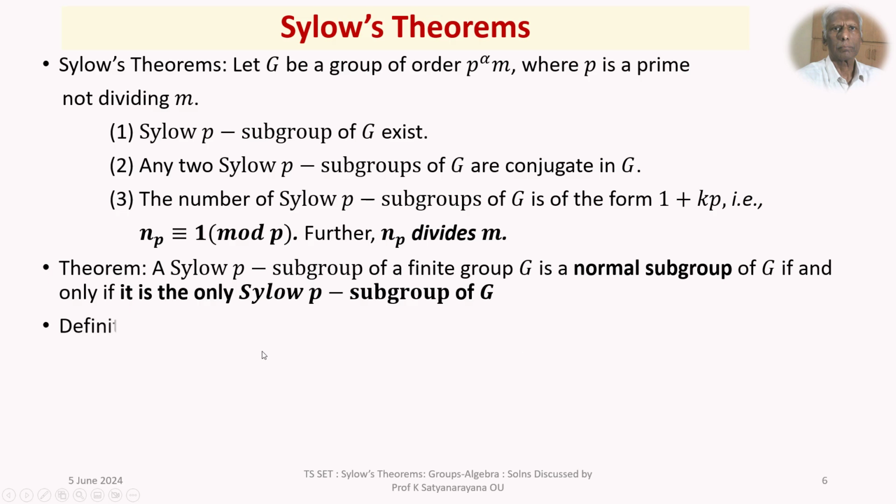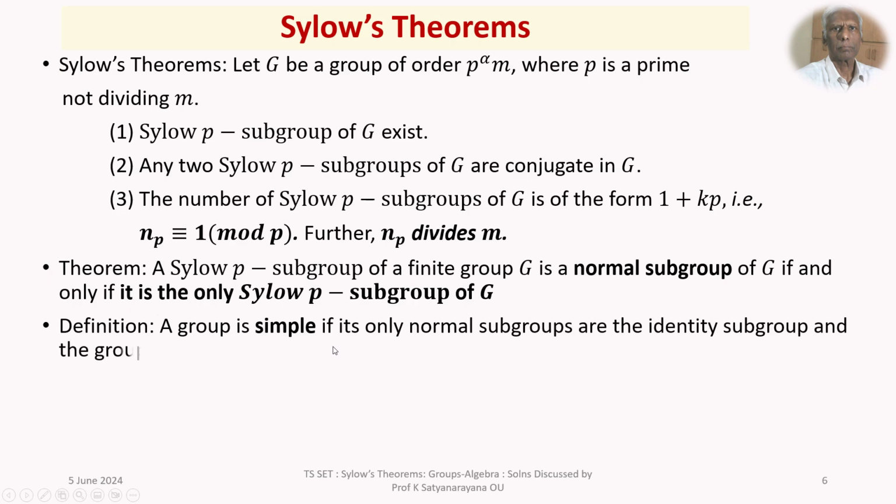Right. Now, here comes the definition of a simple group. What is a simple group? A group is simple if its only normal subgroups are the trivial subgroups, that is the identity subgroup and the group itself. That means a group is simple if it admits no non-trivial normal subgroups. Great. So this much of results are necessary for us for the discussion of the problems.